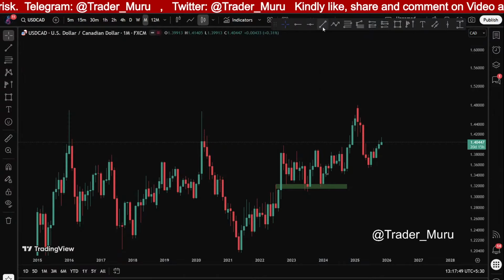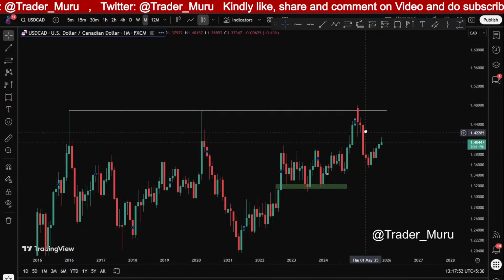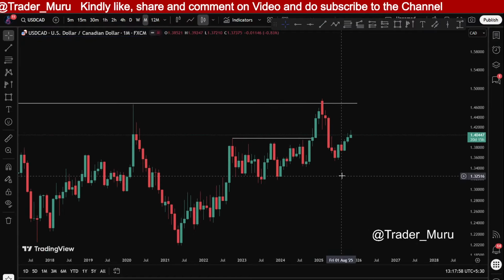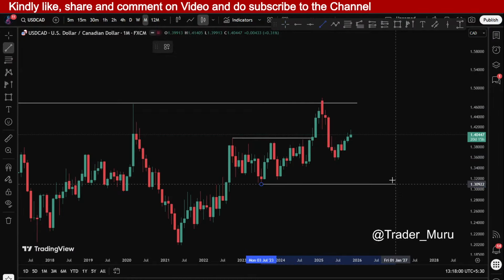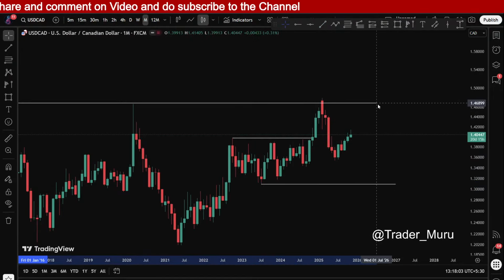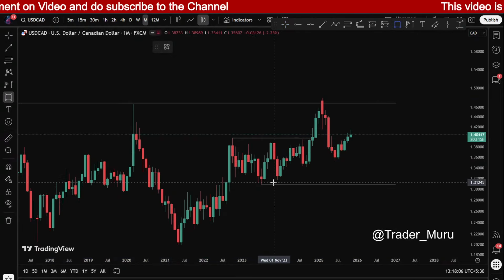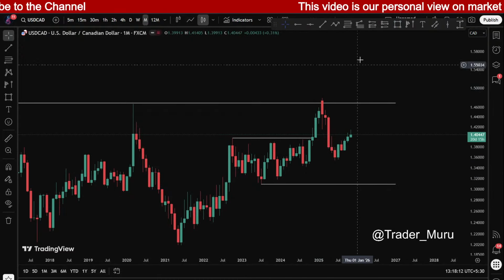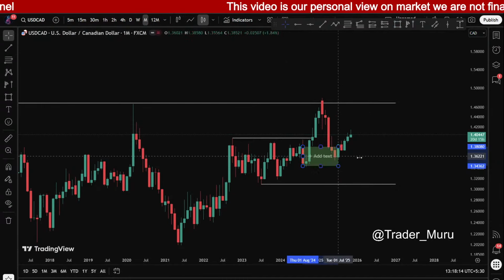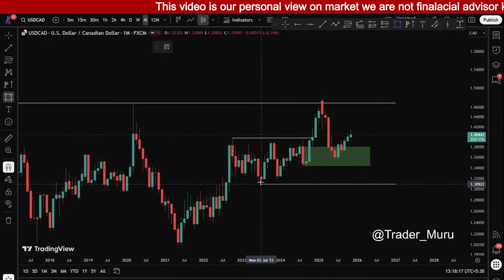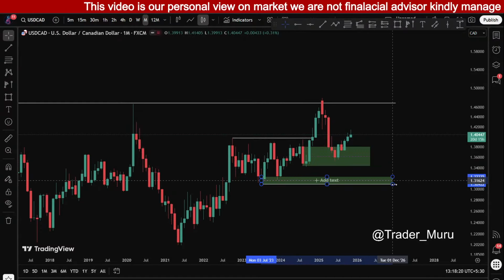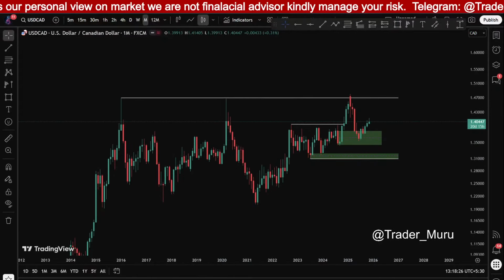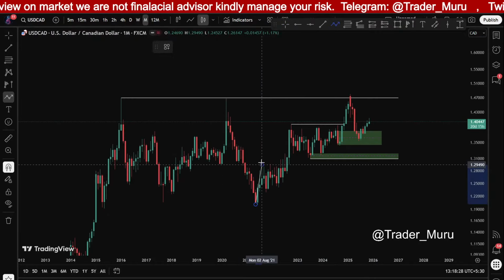USD CAD monthly time frame is still bullish. It is rejecting from here. And the last breakout structure is this one. So if you are watching for a sell, there is no sell before the break of this one. It will still be a buy from here. And then the second zone from where you can take a buy is this one. Before that, there is no sell. It is still bullish. See this.